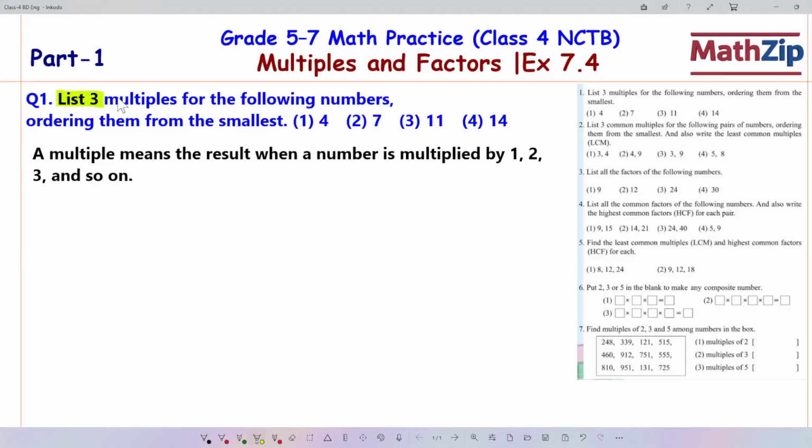List three multiples for the following numbers, ordering them from the smallest.